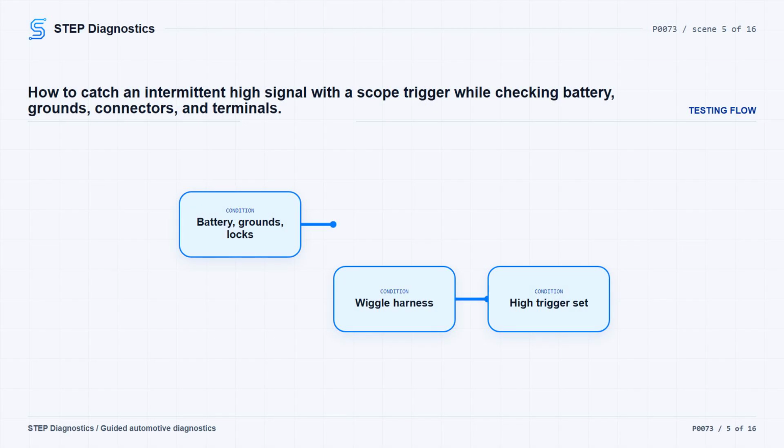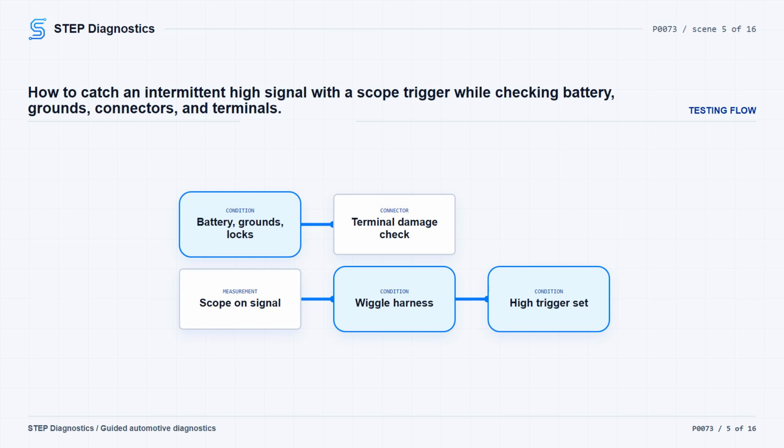For an intermittent circuit high, a scope makes this easier. Connect the scope to the temperature sensor signal circuit and wiggle test the wiring while watching circuit voltage. If you cannot watch the signal live during the wiggle test, set a trigger to catch the event. For an intermittent circuit high fault, set the trigger for voltage above 4.9 volts. For the low side of the same style circuit check, the trigger would be below 0.1 volts for a circuit low fault. While you are there, do not skip the basics.